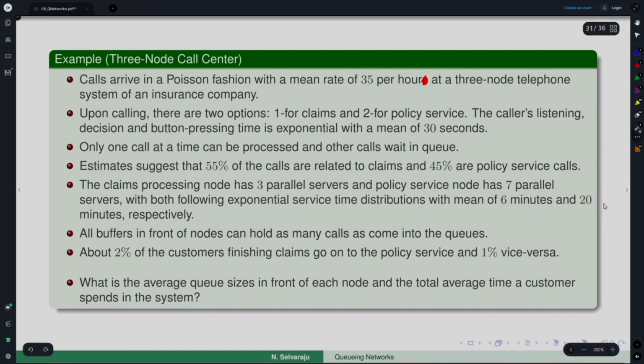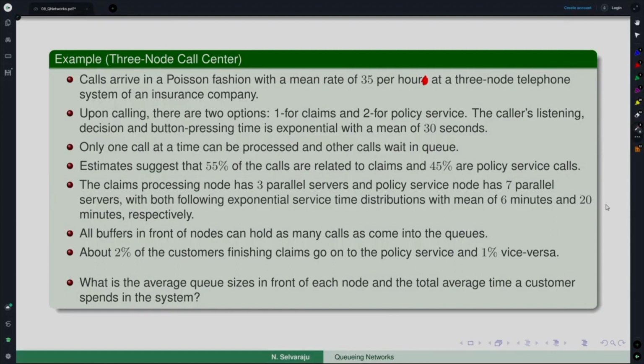And 20 minutes probably takes a longer time to inquire what that is, what the requirement is, why we need it, and so on. So, just assume that there are 6 and 20 is the number. Now, you assume that all buffers in front of the nodes can hold as many calls as come into the queues, which means that from node 1, if you move to the claims node or service node, you will wait there for the corresponding expert to answer your call.